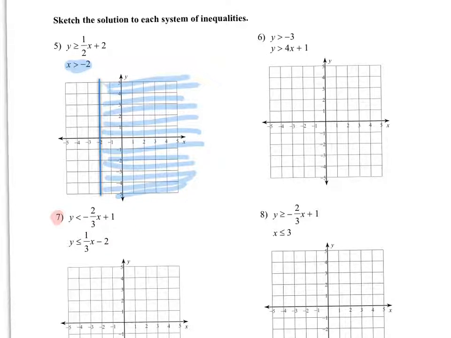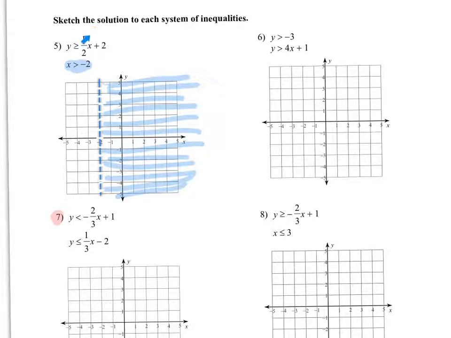Come on, eraser, work for me. It's okay, I got an idea. I'll just override it with my white pen. So there you go. So I'm going to make sure that this blue line is dotted. All right, so it's a dotted line. Again, it's dotted because our inequality is purely greater than. It's not greater than or equal to. So that's why it's a dotted line.